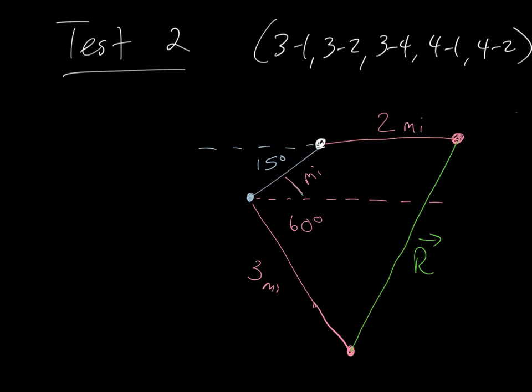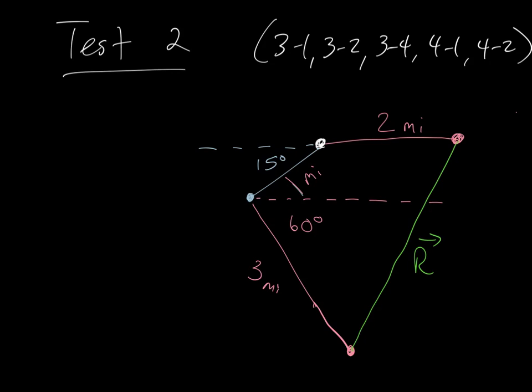Always from start to finish. Start was up here, right there. That was the starting point. Finishing is right here. Again, 2 miles west, 1 mile southwest at 15 degrees, 3 miles southeast at 60 degrees. Okay, that's my overall. Well, how do I figure out that value of r?